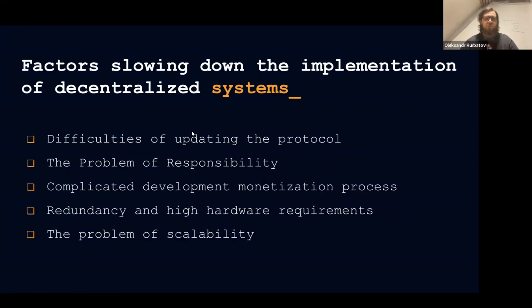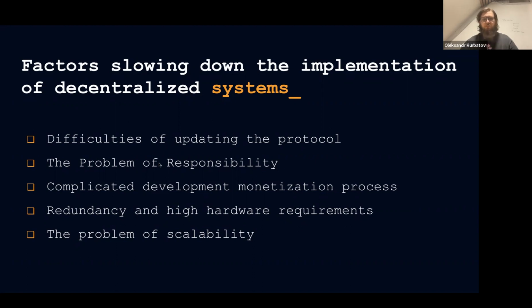The first one is the difficulty of updating the protocol itself. This difficulty is linked with the fact that you can have a non-ordinary state of the network. It means that some nodes can have old software and hardware, and some nodes can have new ones, and you should have a protocol that allows them to work in a single environment and communicate without difficulties, without delays, etc.